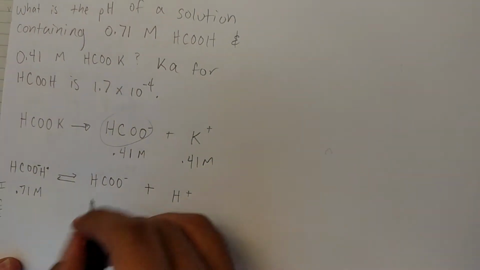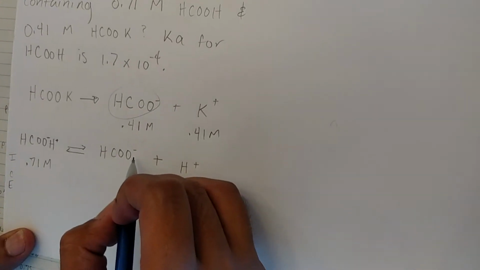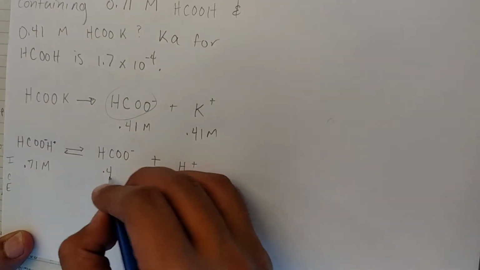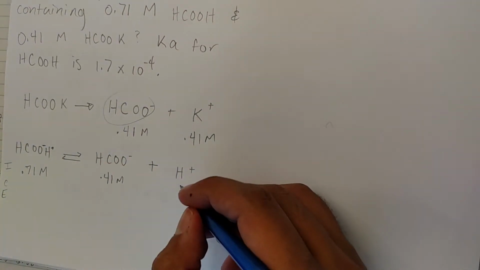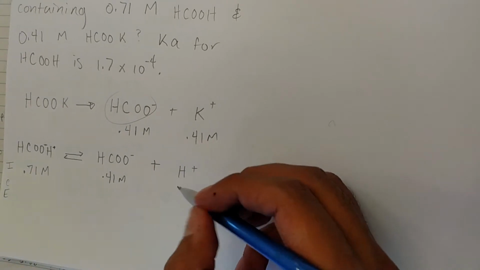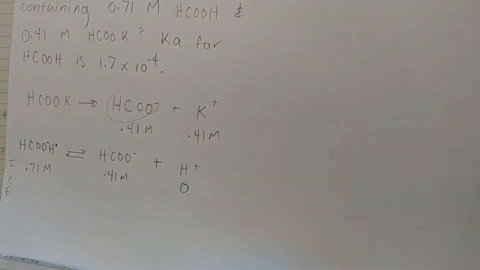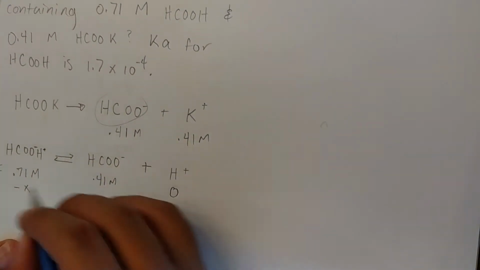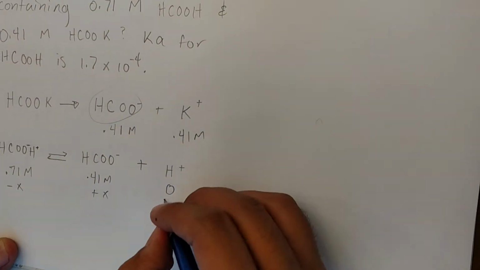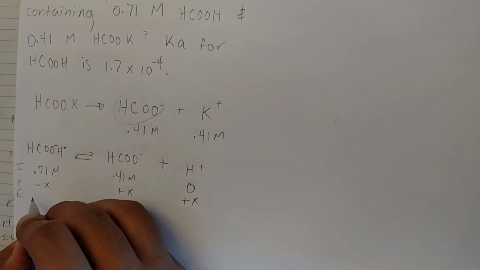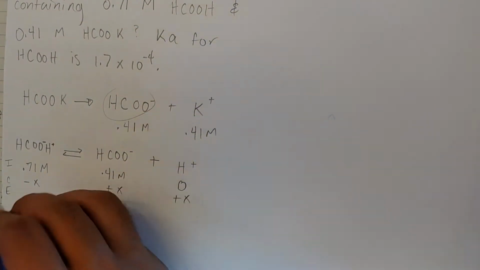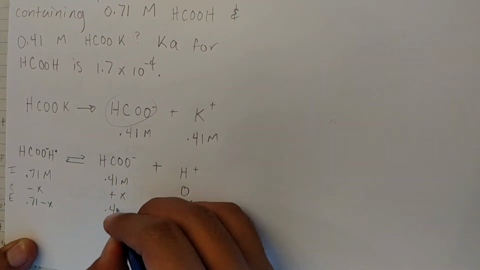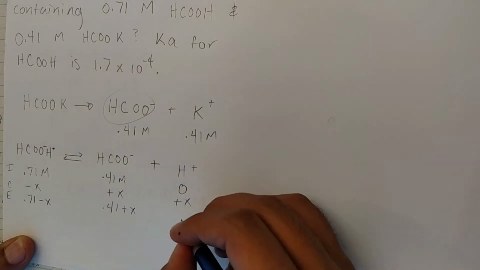0.71 is our initial. Our initial for HCOO minus comes from our dissociation up here, and that is 0.41 molar. And we don't have the concentration of the H plus, so we put a 0 here. Our change in the reaction here is minus X, plus X, plus X, and we bring these values down and we get 0.71 minus X, 0.41 plus X, and X.